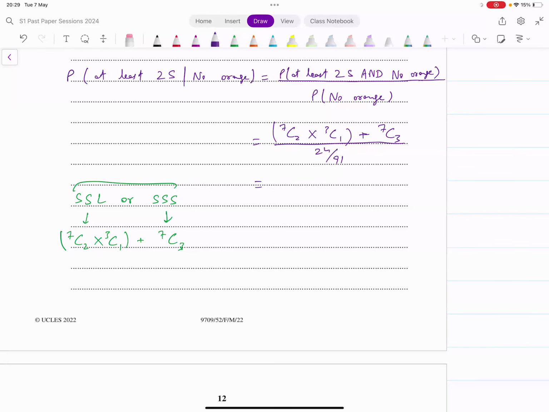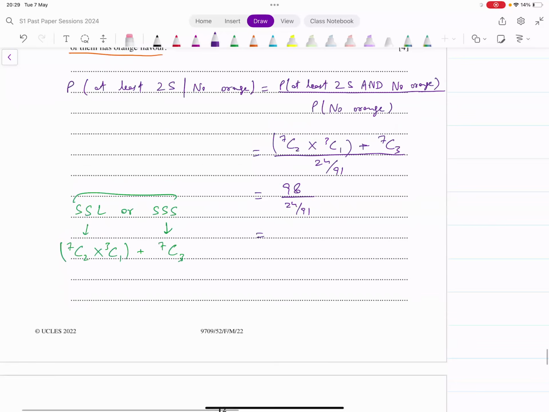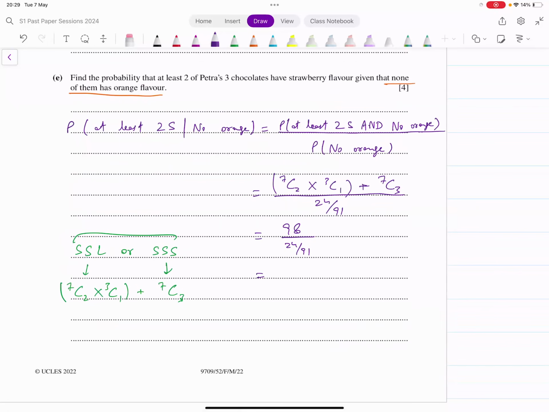You can see what that turns out to be. What's this number? 98 divided by 24/91. Is that what you're saying? Okay, no, I'm sorry. In the denominator, yeah, so you're right. In the denominator, we considered probability here. We mixed up those 2 things.